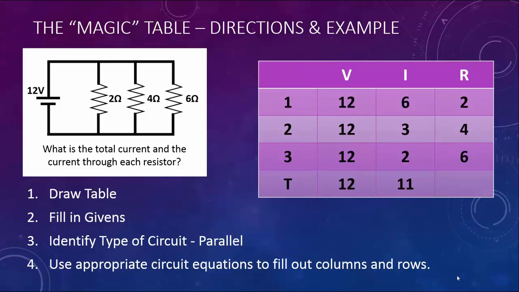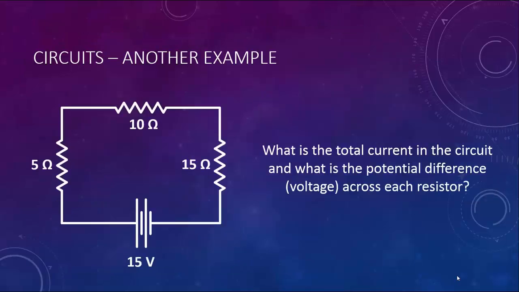Notice we were not asked to find the equivalent resistance of the circuit. If we wanted to, we could find it one of 2 ways. We could say that R equals V divided by I and do 12 divided by 11, or we could use the equivalent resistance equation for a parallel circuit and use the 2, 4, and 6 ohms. Either way, we would find that the equivalent resistance of the circuit is 1.09 ohms.